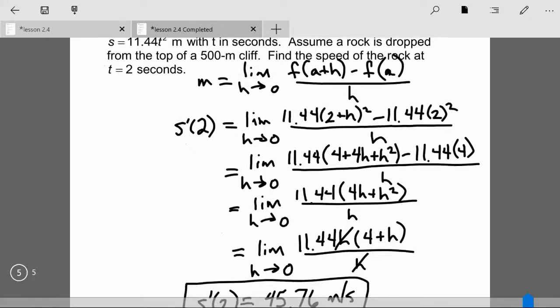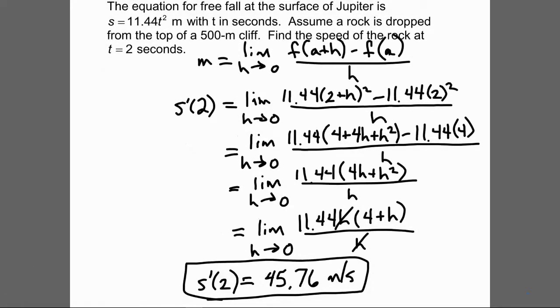Okay, so here is the setup and the solution that I found. My slope, remember, is the limit as h approaches 0 of f of a plus h minus f of a divided by h. I'm using the same setup every time. The difference this time is I am finding essentially the derivative of the position function at time is equal to 2. So what I'm using for a in this case is 2. My function is the 11.44 t squared.